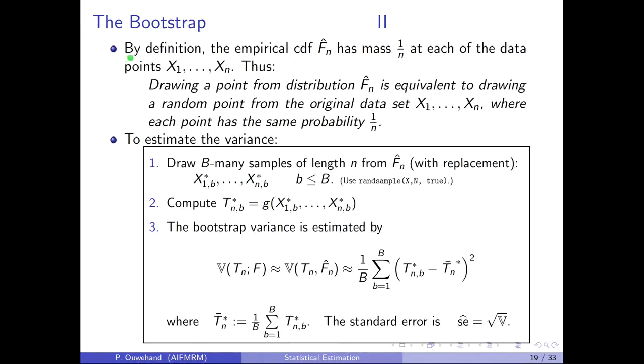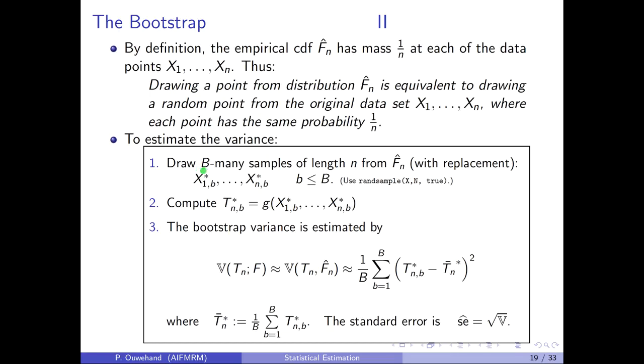Now recall that by definition, the empirical CDF hat fn has a mass of 1 over n at each of the data points x1 up to xn. In other words, drawing a point from the distribution hat fn is equivalent to drawing a random point from the original dataset x1 up to xn, where each point has the same probability 1 over n. That's what we just illustrated using computer code. Now we're interested in the variance of the point estimator Tn. And we do this via simulations as follows.